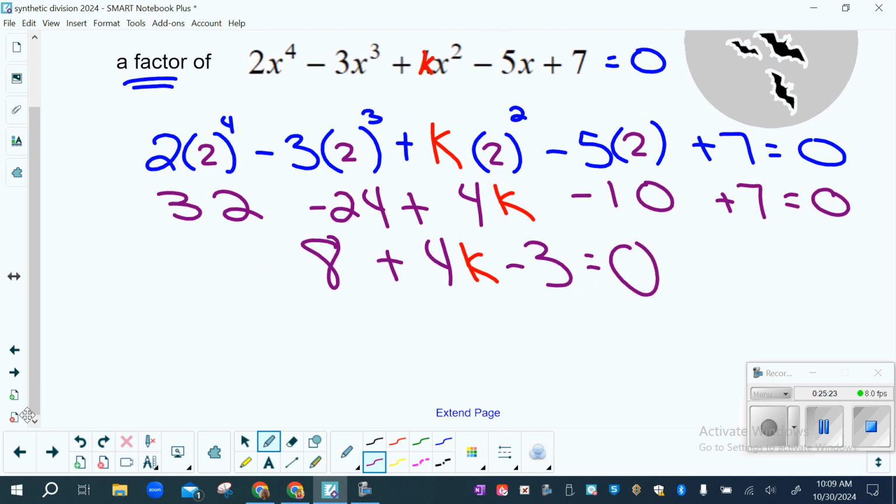What is 8 and negative 3? 5. 4k plus 5 equals 0. Finish it. Get k by itself.